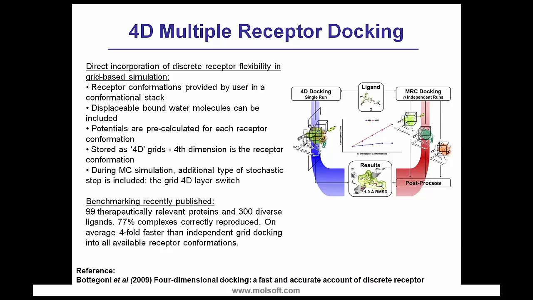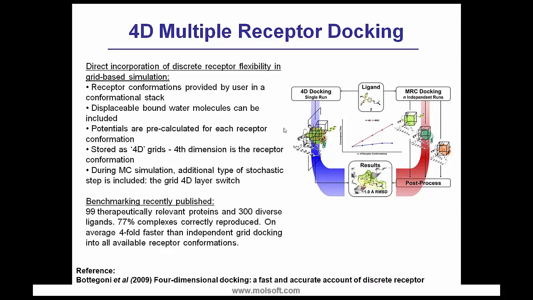So the best way to do that, if you want to do some kind of refinement, is to allow selected side chains to be flexible. We have an option where you have the grid, and you can allow certain defined residues to be flexible during docking. I'm not going to show that today, but I'm going to show the most efficient method to do flexible docking, and that is what we call 4D multiple receptor docking.